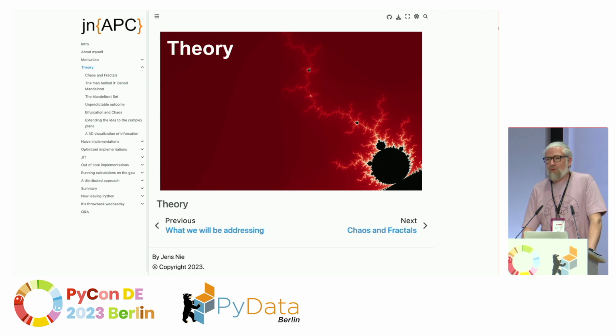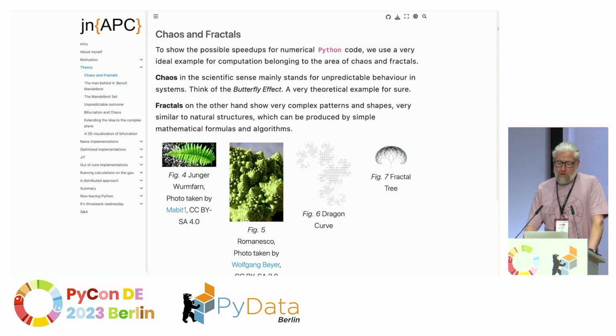So what about the theory that we use? We're using a thing called the Mandelbrot set to calculate. I'm happy that, at least at the talks that I attended, nobody used that before, at least this time. And it belongs to the area of chaos and fractals. So what is chaos? In the scientific sense, it mainly stands for unpredictable behavior in systems, in complex systems. Think of the butterfly effect.